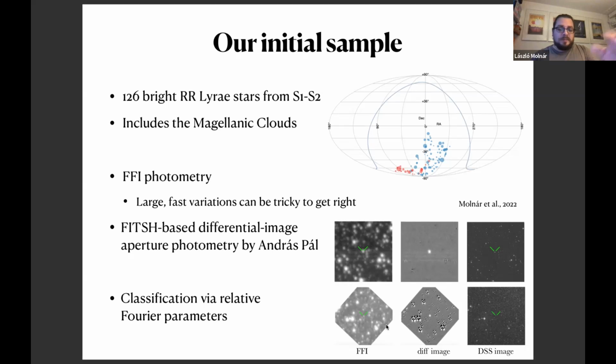The lower plot is near one of the Magellanic Clouds, and you can see that a lot of stellar residuals are present on the image, but we can still pick out the RR Lyrae star in the middle. Then we classify the light curves via relative Fourier parameters, just the same way as the OGLE team and many others do. But of course, there still can be uncertainty in some cases, because you can have light curves that are superficially similar to RR Lyrae.